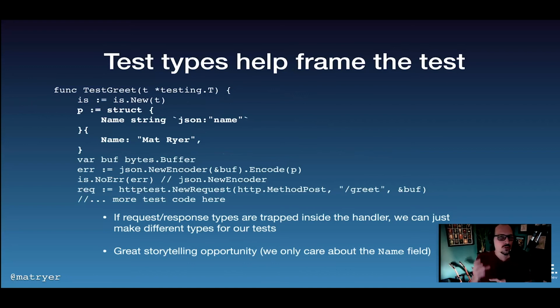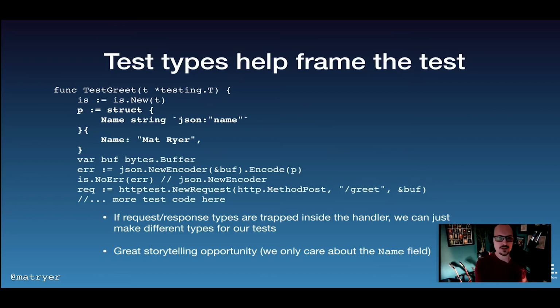If you've trapped your request response objects inside the handler, that means they're not in the package space, which means they're not available to test code. So that seems like a deal breaker, except when you realize actually you can just create another one. And again, it's a storytelling opportunity, because in this case, I'm calling some endpoint, the greet endpoint, and I may be passing in this person object, let's say, that has lots of information that I could add, like maybe address and date of birth and all kinds of things. But maybe this particular handler only cares about the name.